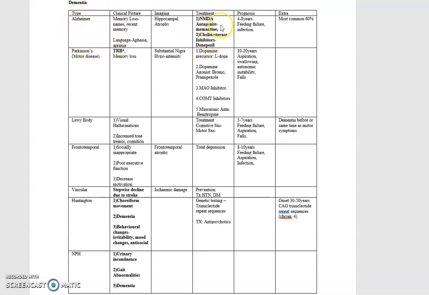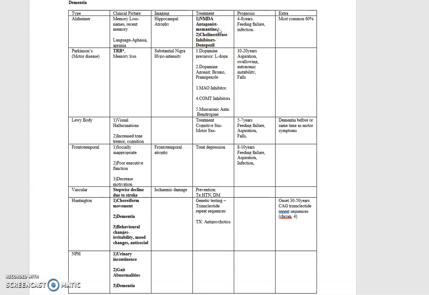We usually have a lot of questions come under Alzheimer's. They might paint a scenario of an elderly patient with memory loss, recent memory loss, problems with names, aphasia, and they just paint a scenario of Alzheimer's dementia and ask you, what is the management? What medication do we use? The medications used at the moment in Alzheimer's dementia include donepezil and memantine.